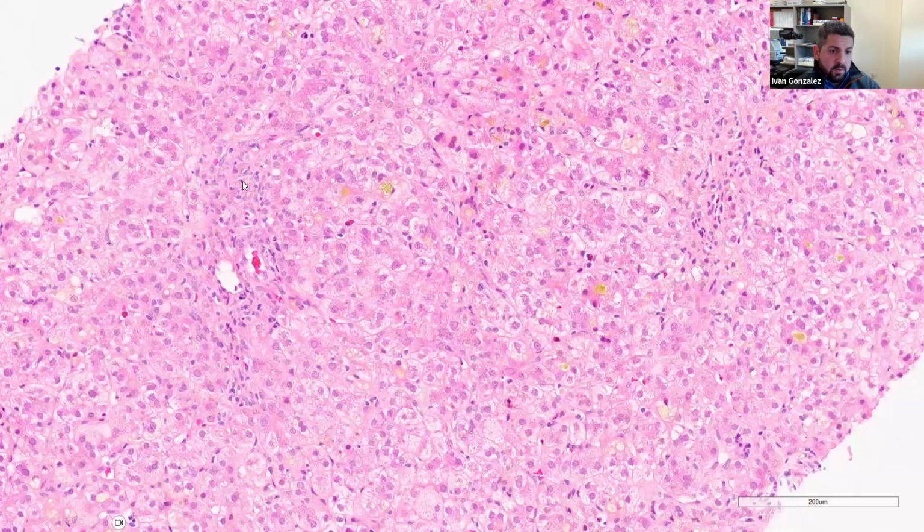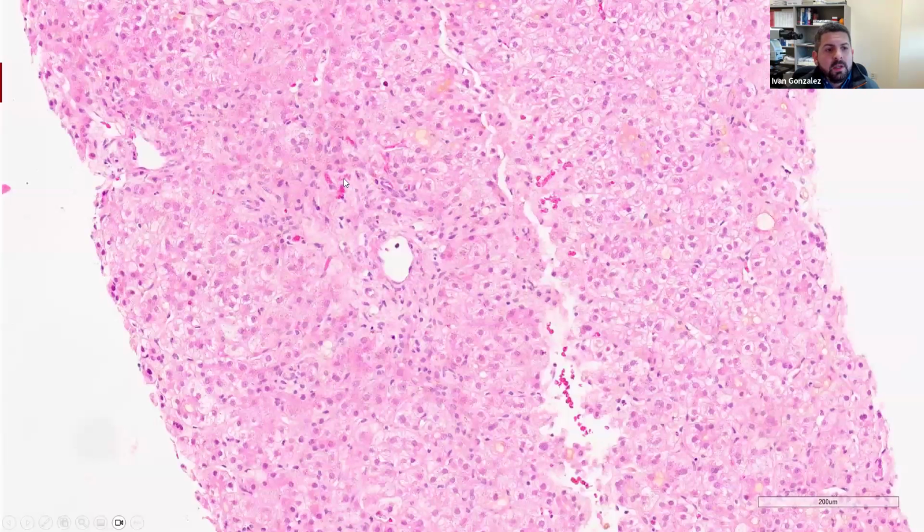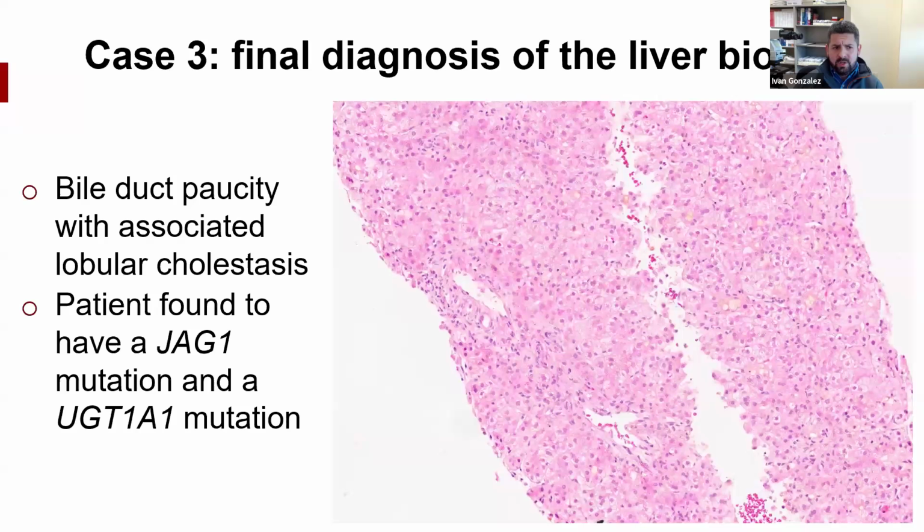In the biopsy, you have your portal tracts. There are actually no bile ducts. There's a lot of cholestasis in the lobule, some subacute inflammation there, and some giant cell transformation of hepatocytes. But looking very closely, there was actually a bile duct paucity pattern. And that's how we signed out this case: bile duct paucity with associated low-grade cholestasis.